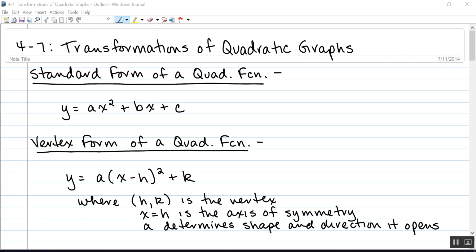This is called vertex form because you can just look at it and find the vertex. (h, k) is the vertex. x equals h is the axis of symmetry, and the letter a determines the shape and the direction in which the parabola opens.